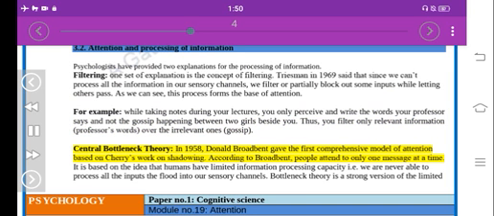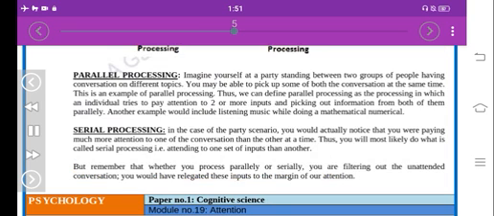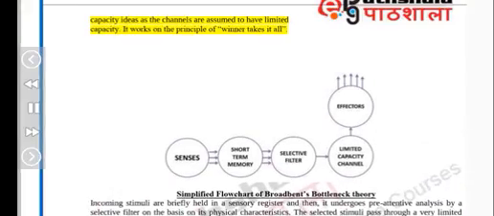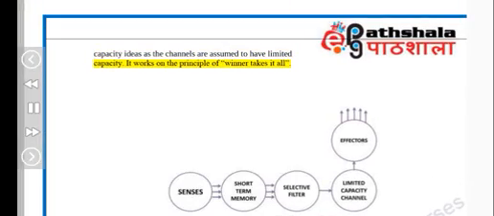Central bottleneck theory. In 1958, Donald Broadbent gave the first comprehensive model of attention based on Cherry's work on shadowing. According to Broadbent, people attend to only one message at a time. It is based on the idea that humans have limited information processing capacity, i.e., we are never able to process all the inputs that flood into our sensory channels. Bottleneck theory is a strong version of the limited capacity idea: the channels are assumed to have limited capacity. It works on the principle of winner takes it all.